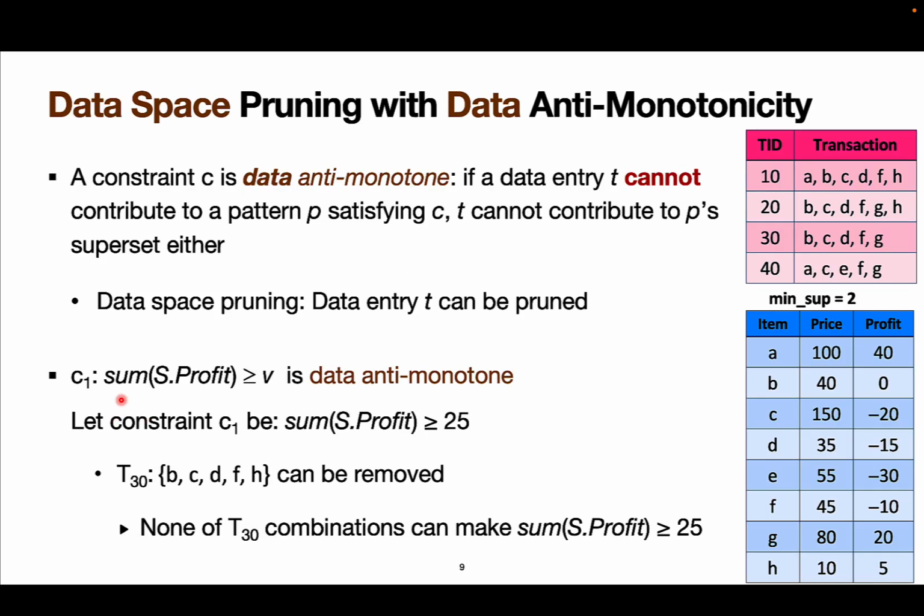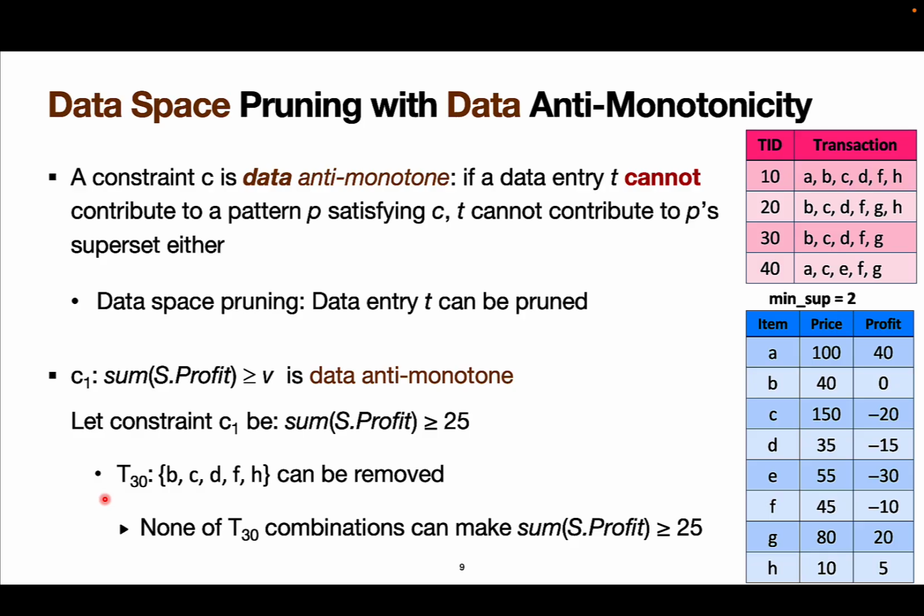Take the constraint sum of s.profit greater than or equal to some quantity V, let's say V equals 25. In transaction 30, the sum of the elements violates the constraint. It's safe to drop this transaction.